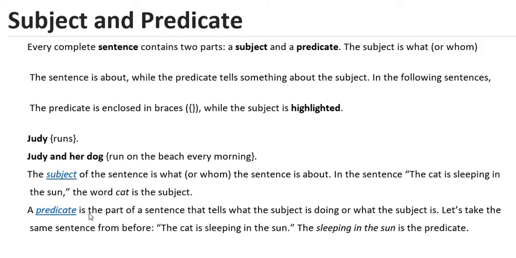Let's take the same sentence from before. The cat is sleeping in the sun. अब cat is sleeping in the sun. The word cat हमारे पास ये सब्जेक्ट था और cat कर क्या रही है मतलब कि सब्जेक्ट क्या है और क्या कर रहा है, ये the sleeping in the sun is the predicate.